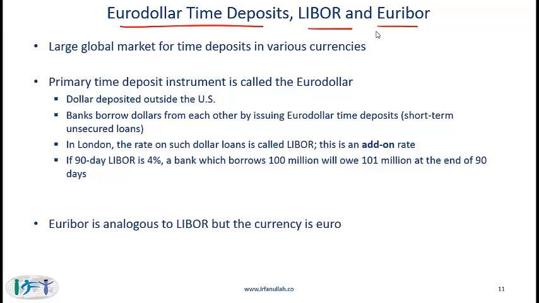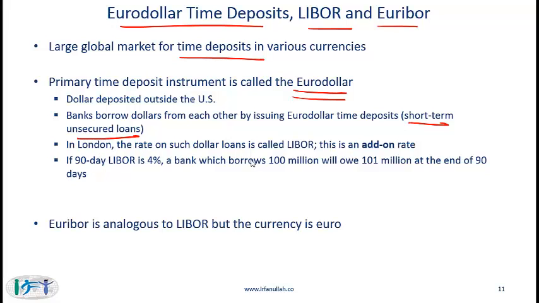Coming now to Eurodollar time deposits, LIBOR and Euribor. You have seen this concept before in fixed income, but we will cover it briefly again over here. There is a large global market for time deposits in various currencies. The primary time deposit instrument is called the Eurodollar. This is where dollars are deposited in banks outside the United States. Banks borrow dollars from each other by issuing Eurodollar time deposits.